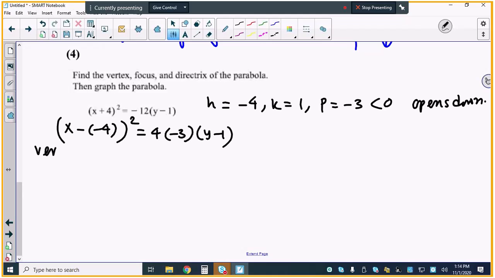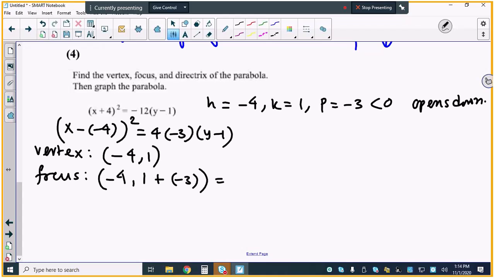Vertex of this parabola is negative 4, 1. Focus and directrix, this time we're going to change the y coordinate. So first you will say negative 4, 1 plus negative 3 is the focal distance. So this is negative 4, 1 plus negative 3 is negative 2.